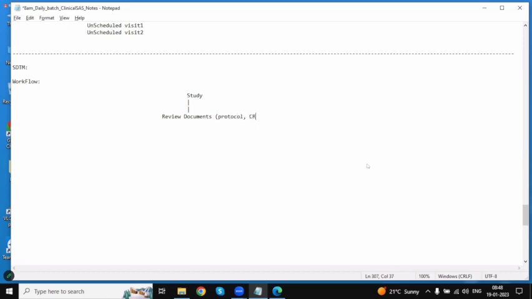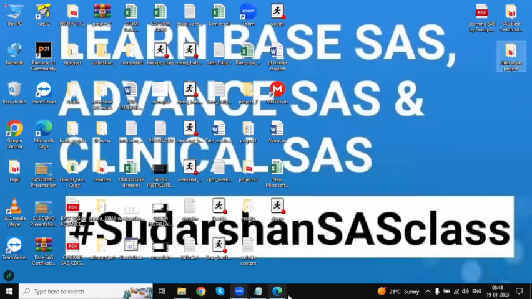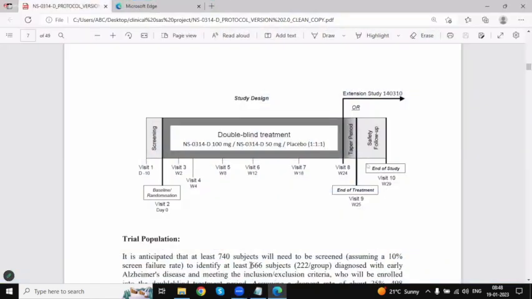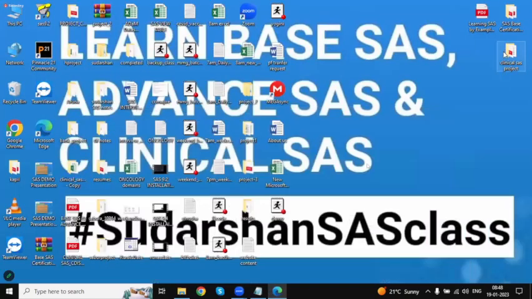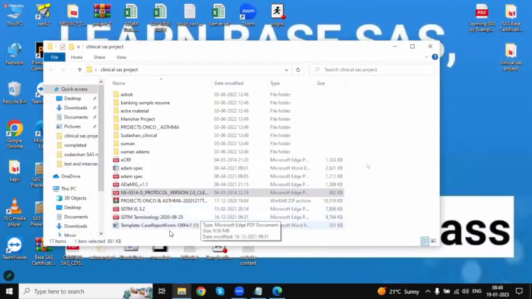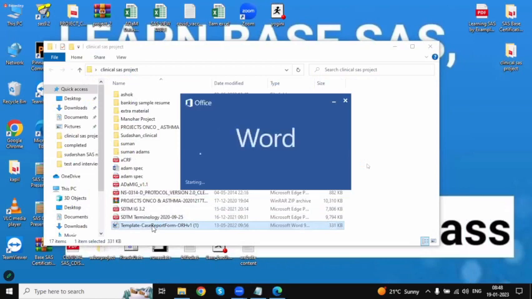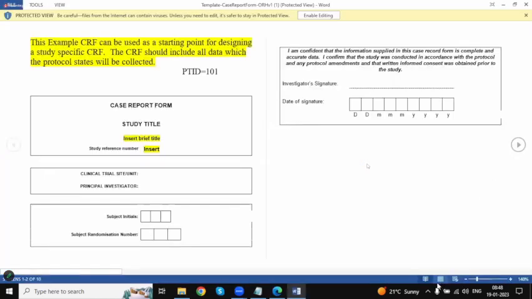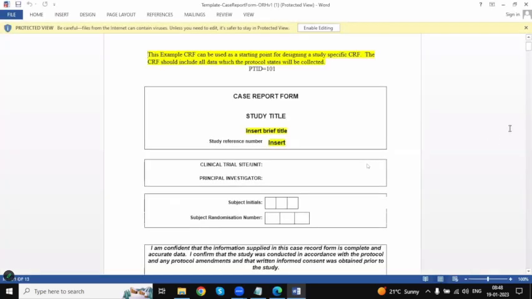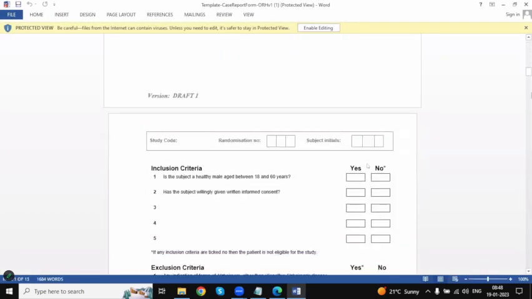One plain CRF, the CRF document. One protocol document like this, and one empty CRF document they'll give. So we already discussed it, right? What is CRF and all? So like this, one CRF copy they'll give.